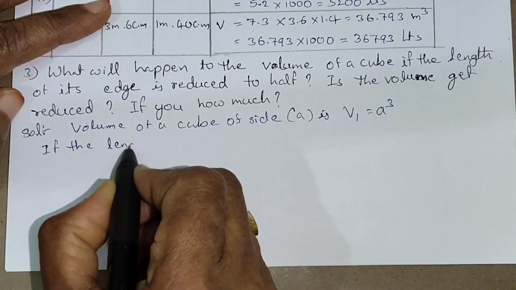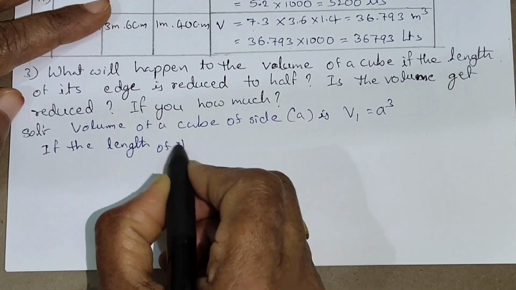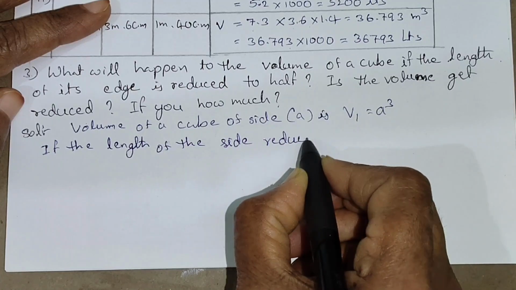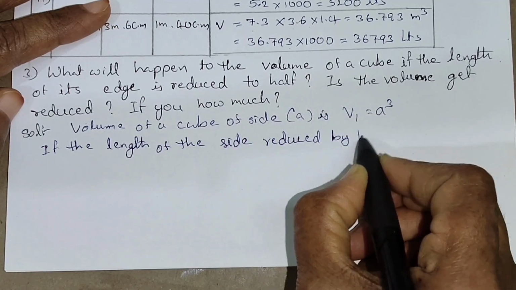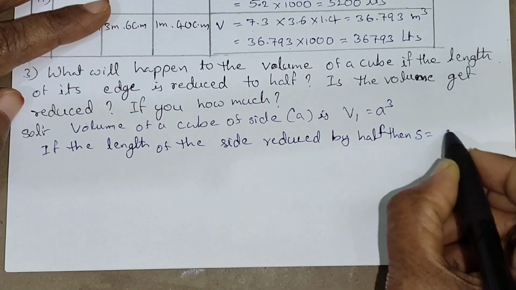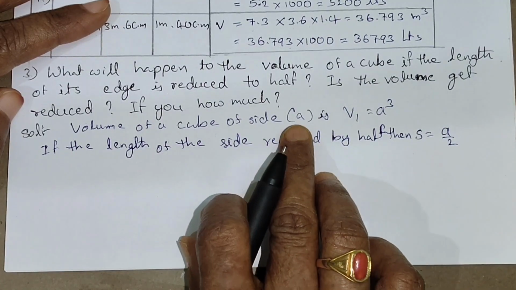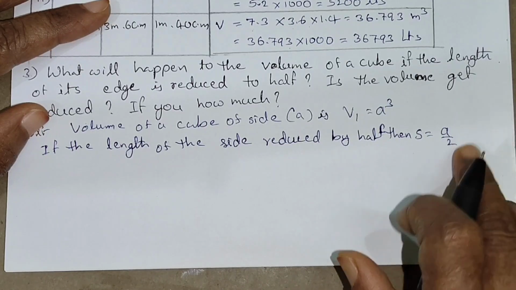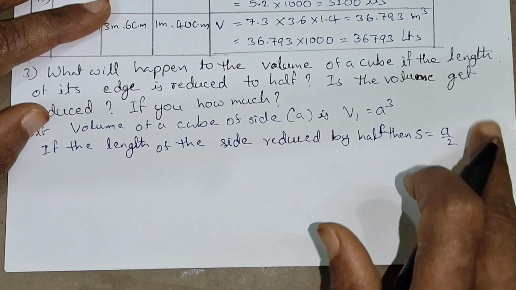If the length of the side is reduced by half, the side becomes a by 2. First the side is a, and the volume is a cube. After reducing, the side is a by 2.